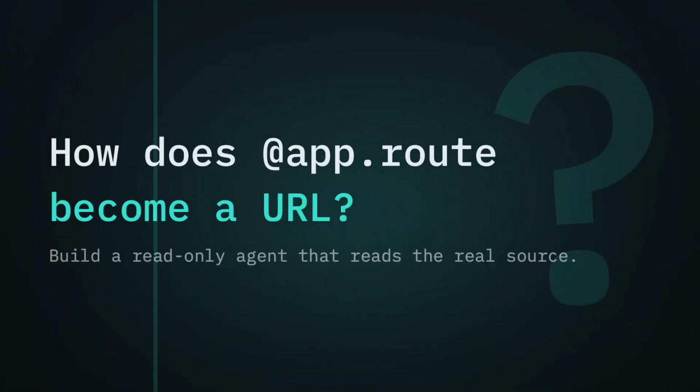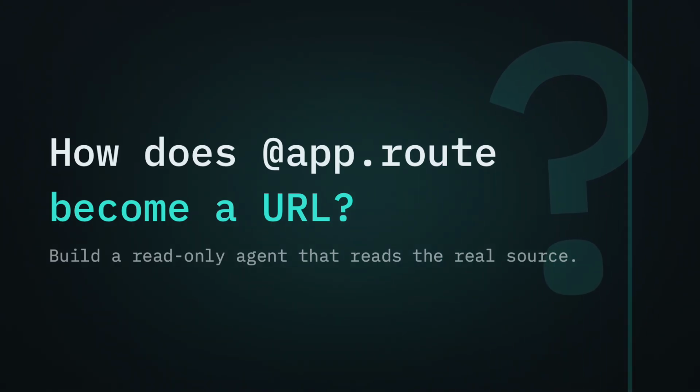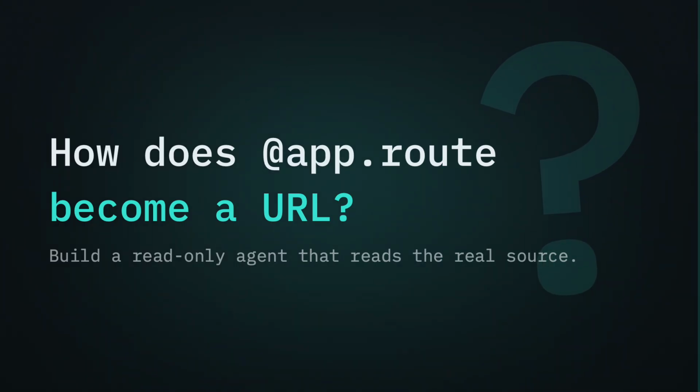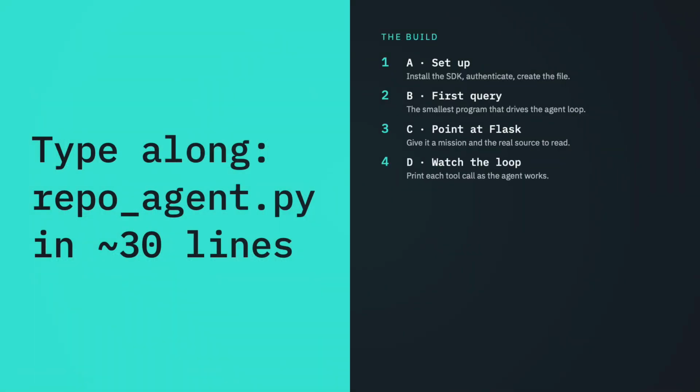You've just cloned Flask, 20,000 lines of Python across 24 files, and you need one answer. How does a decorator on a function actually turn into a live URL? You could spend an afternoon reading source. Or you could point an agent at the real files and let it read them for you. That is exactly what we build in this video, together, one line at a time.